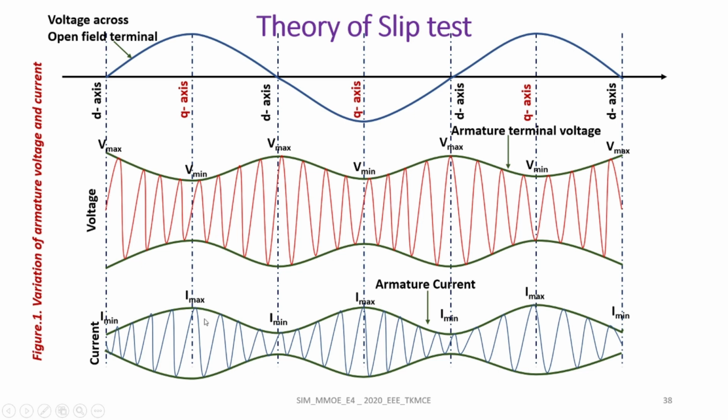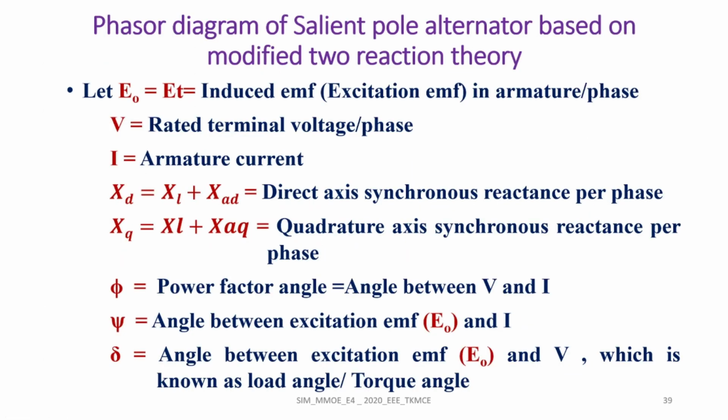So based on these four readings, we can calculate XD and XQ. XD is equal to phase value of this voltage by phase value of this current. XQ is equal to phase value of this voltage by phase value of this current. Now let's draw the phasor diagram of salient pole alternator based on modified two reaction theory.